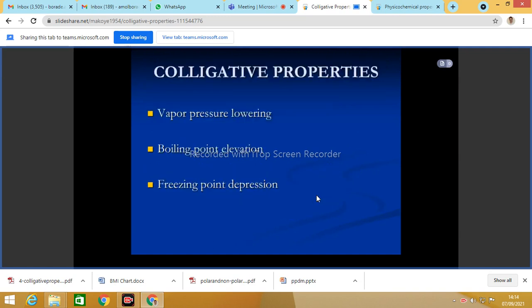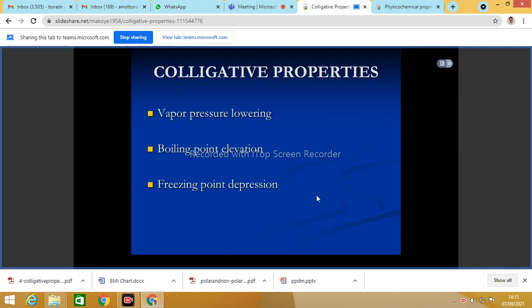Then comes the next, which are the examples of colligative property. From the examples only we can learn the meaning of colligative property. Vapor pressure lowering is one example, then boiling point elevation and freezing point depression. Now you have to consider all these three one by one. Vapor pressure lowering, this phenomenon, totally comes under the colligative property.